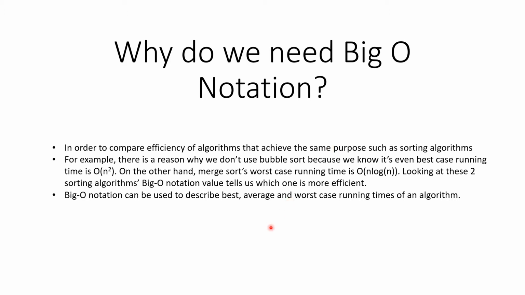For example, there is a reason why we don't use bubble sort: we know even its best case running time is O(n squared). On the other hand, merge sort's worst case running time is O(n log n). Looking at these two sorting algorithms' big O notation values tells us which one is more efficient. Apparently, in this case, merge sort, because n log n is a slower growing function than n squared. Big O notation can be used to describe best, average, and worst case running times of an algorithm.